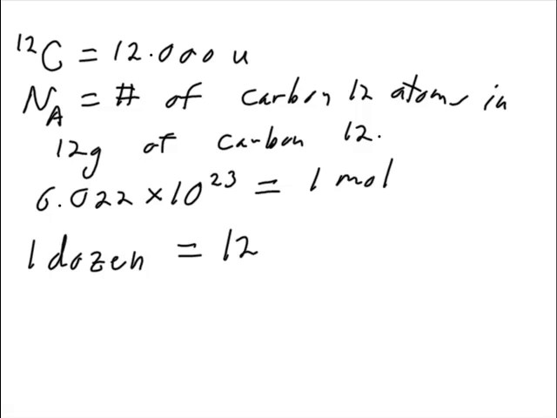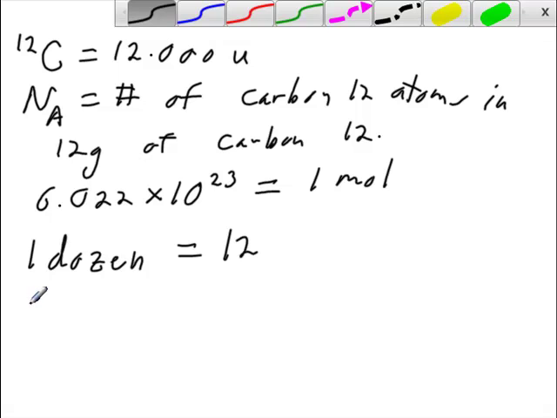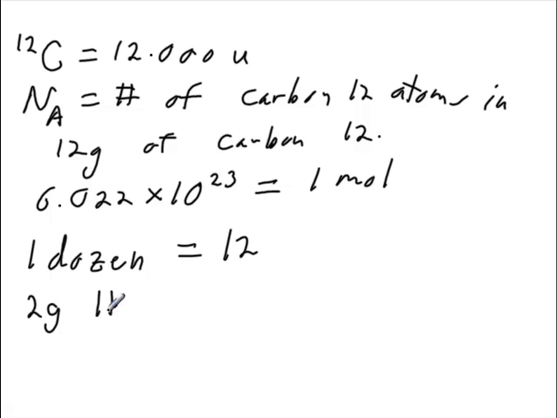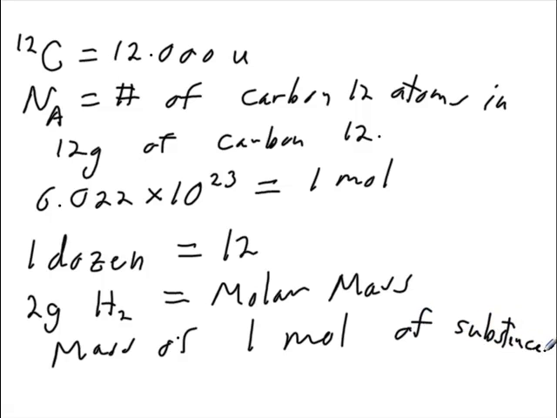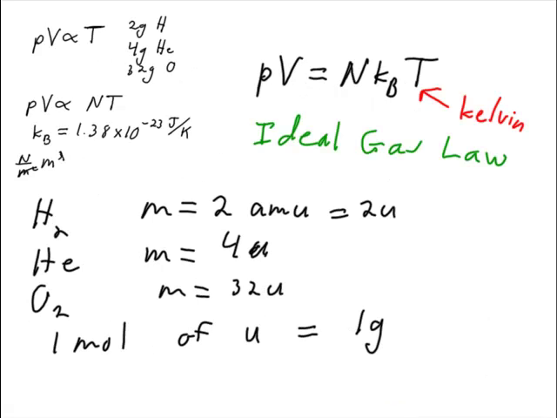These masses then, for oxygen and hydrogen, such as 2 grams of H2, that's known as the molar mass. It's the mass of 1 mole of your substance. So 2 grams is the mass of 1 mole of hydrogen molecules. 4 grams is the mass of 1 mole of helium molecules, atoms in this case. 32 grams is the mass of 1 mole of oxygen molecules.